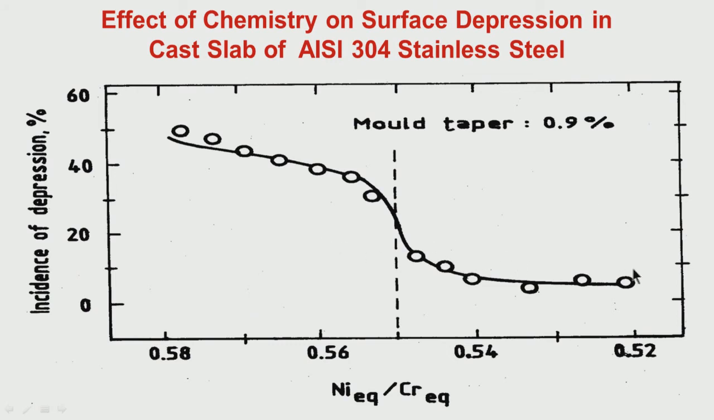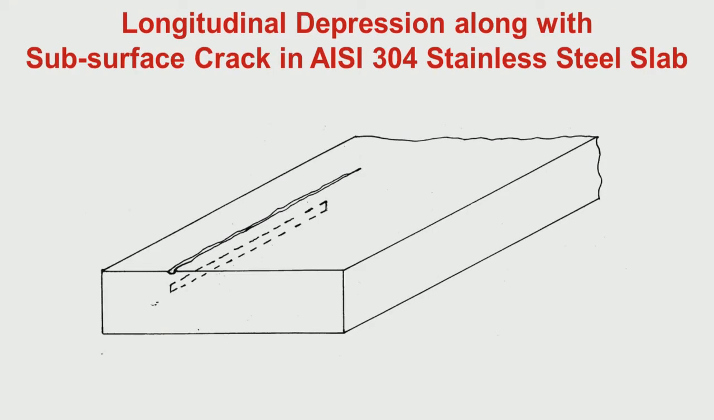Incidence of depression can come down quite a bit just by minor control of the chemistry. So this is called minor adjustment of chemistry within the specification range of 304. What we are getting is less amount of depression. So the defect of depression in 304, which is a depression prone grade, normal chemistry will have a lot of depression. So you try to adjust it first with casting parameters, as I have told you.